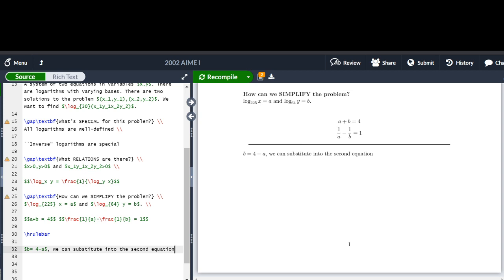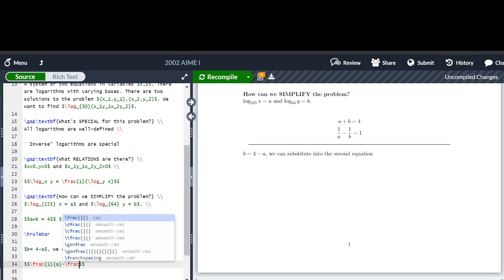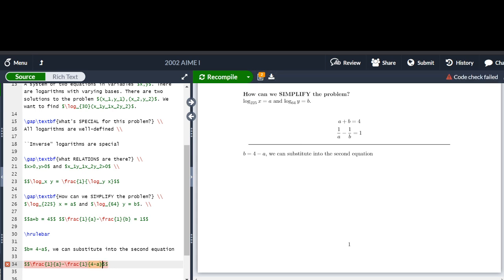Now substituting in, the second equation becomes 1 over a minus 1 over 4 minus a equals 1. Or 4 minus a over a times 4 minus a equals 1.